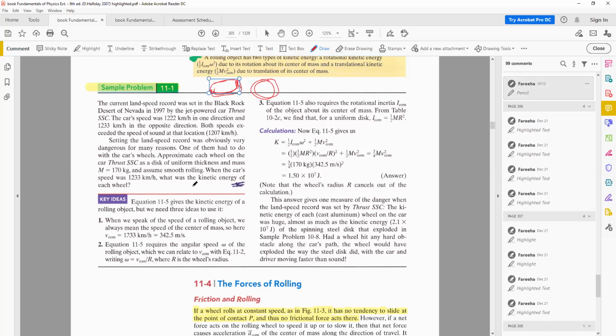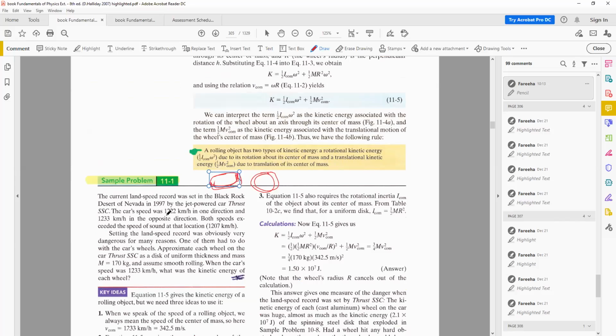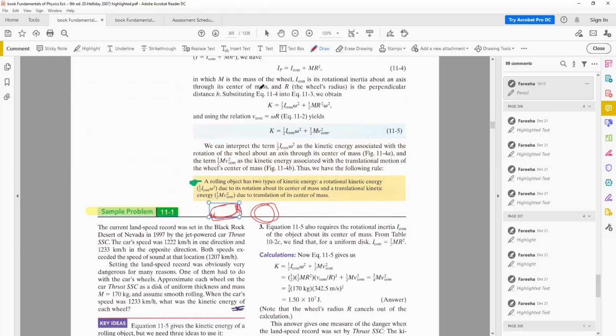So if we assume that the wheel of the car is a disc of uniform thickness and has a certain mass, let us say 170 kg, and assume smooth rolling, then when the car speed was 1233 kilometers per hour, what was the kinetic energy of the wheel? So the question is about kinetic energy. In order to solve this, we have to look at the appropriate equation for kinetic energy. This is related to the article we studied here, in which case the kinetic energy is given by this equation. So this is the equation that we will use.